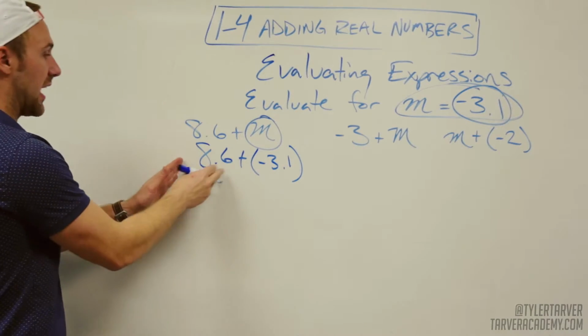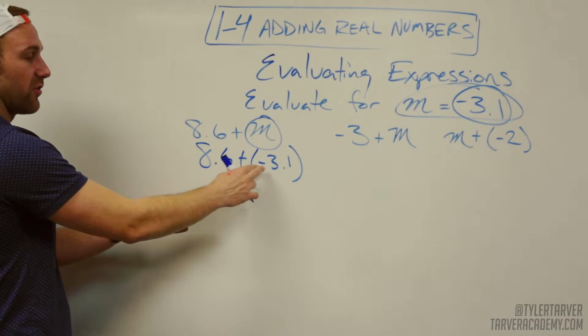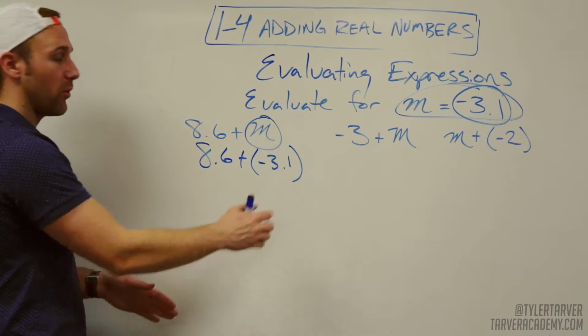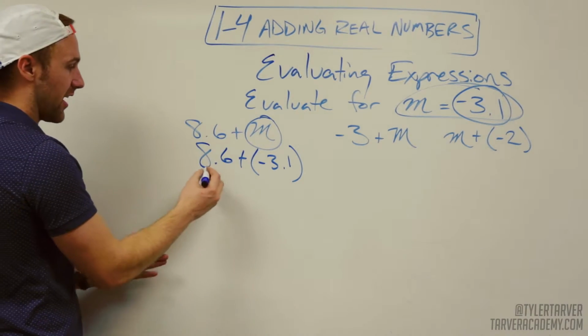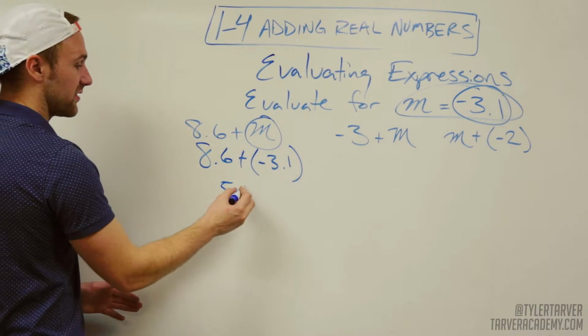Now I can solve it. 8.6 plus negative 3.1, which we know those cancel over, and it's 8.6 minus 3.1. So it's going to take some of that down. 8 minus 3 is 5. Put my decimal. 6 minus 1 is 5.